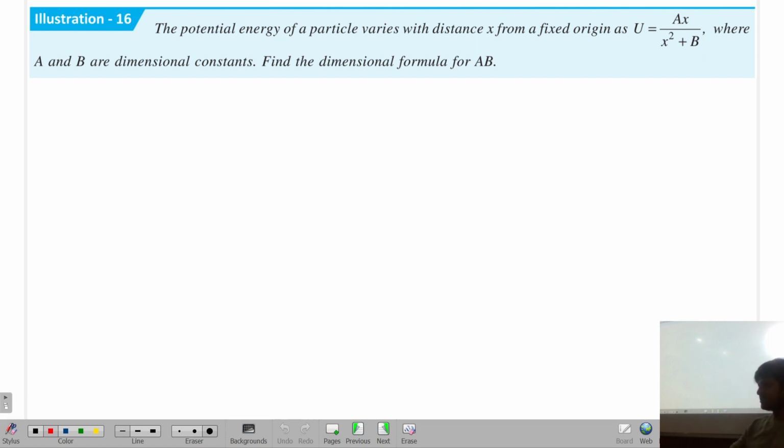There are 6 sections: Section A, Section B, Section C, Section D, Section E and Section F. 3 are NAT, 3 are MCQ. Sorry, 2 MCQ. The new pattern: 2 MCQ, 3 NAT, 1 MSQ, multiple select. Many options will be correct. If you get even a single option incorrect, suddenly minus 1.